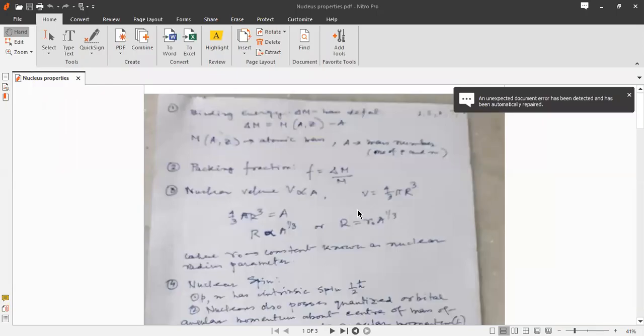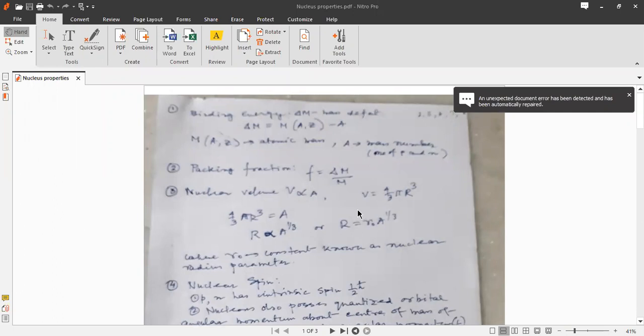Students, today we'll discuss some properties of the nucleus. We are starting the nuclear properties. First of all, these elementary properties of the nucleus, all of you already know. So let us have a very quick look at the properties of the nucleus.